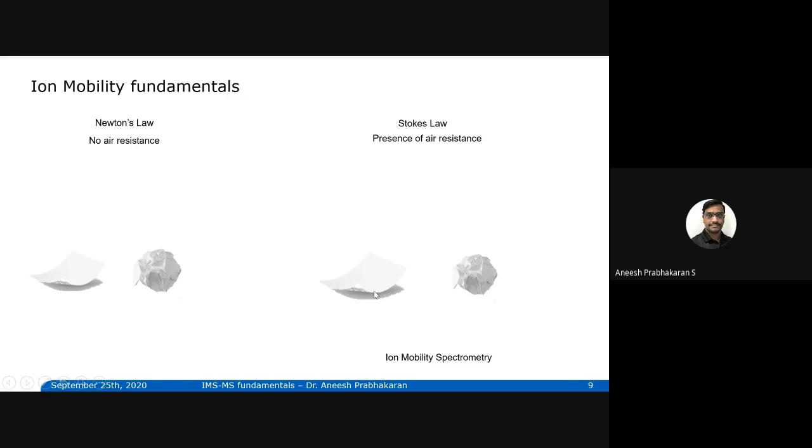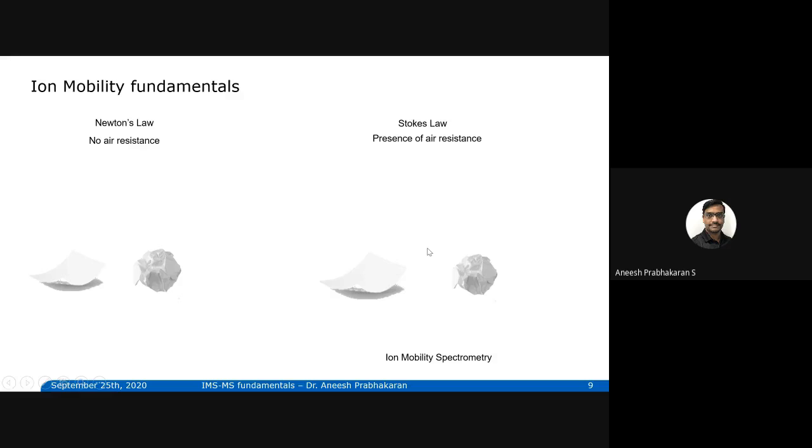This is ion mobility spectrometry. In ion mobility spectrometry, we introduce some background gas into the chamber so that the ions separate according to their shape also. Here, this is a gravitational analogy, but we do it with an electric field. So there will be more parameters depending on the charge and polarity and so on. But basically, this is the difference.